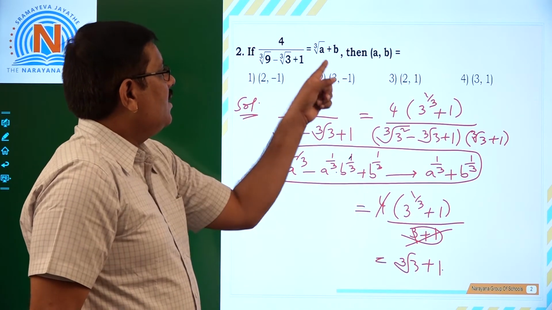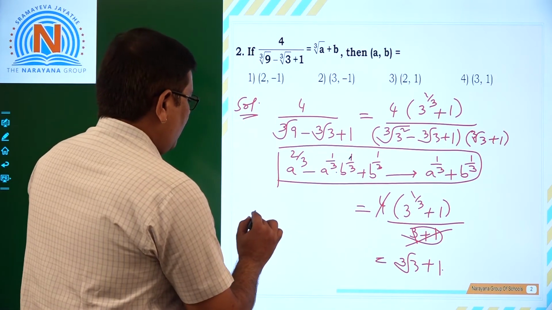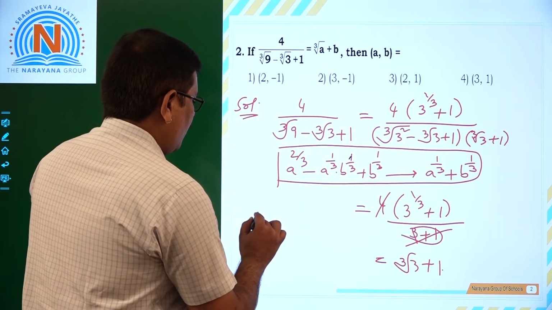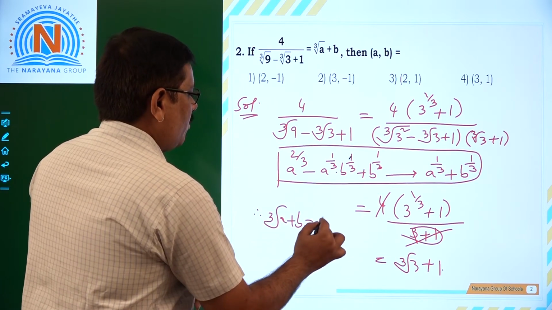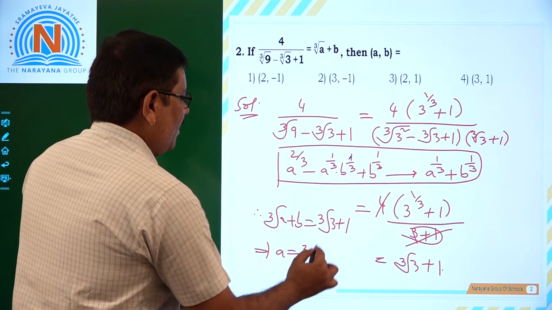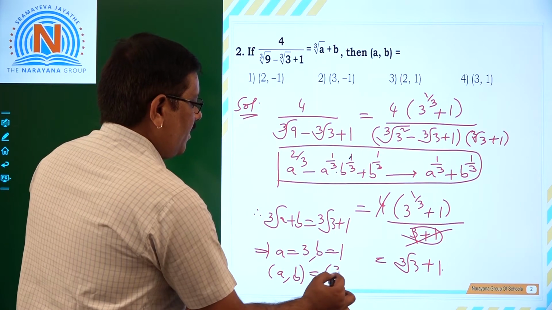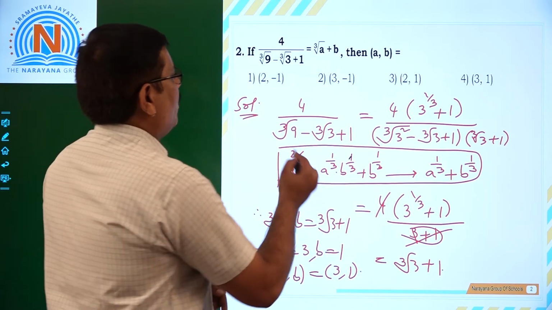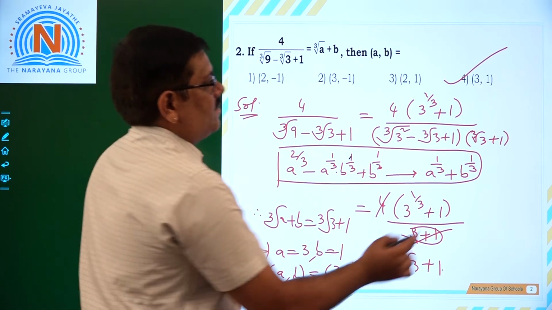If you compare it with cube root of a plus b, what is a? So therefore cube root of a plus b is going to be cube root of 3 plus 1. That implies the value of a is 3, b is 1. Therefore the ordered pair (a, b) is going to be (3, 1). (3, 1) is nothing but the fourth option. That is the right answer. Okay. Now let us see the next question.